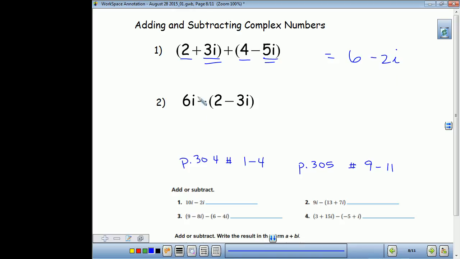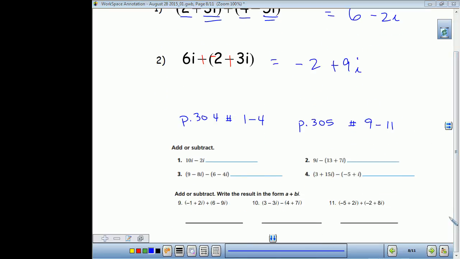Okay? Now, subtraction. When we were doing addition and subtraction of polynomials, what did we change subtraction to? Addition. We changed it to addition, adding the opposite, same thing here. So the sum of these two complex numbers gives us negative 2 plus 9i. We're going to have to multiply and divide these over Monday. Since nobody wanted to show up tomorrow, we'll do it on Monday.